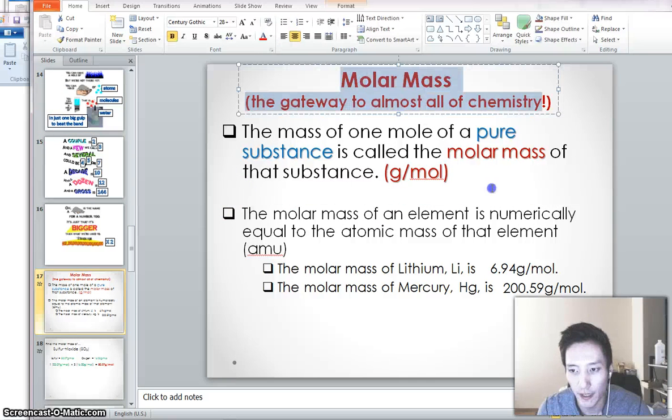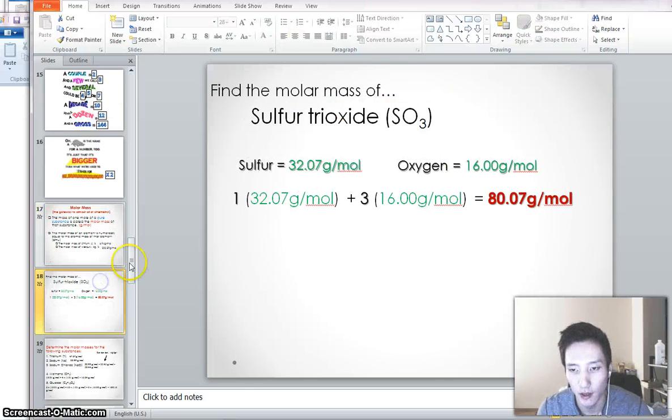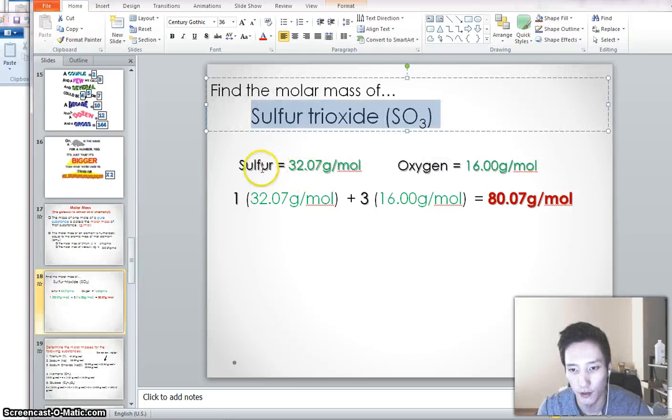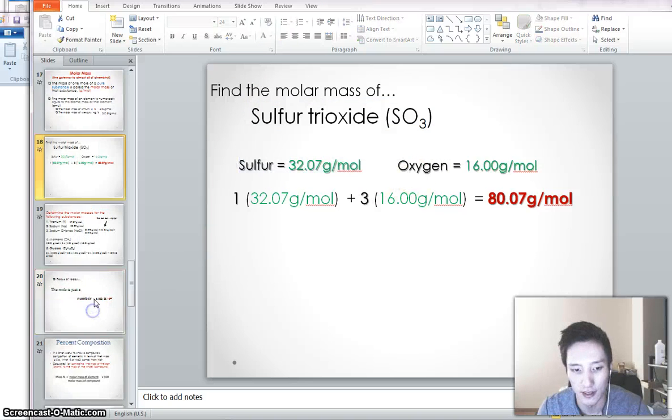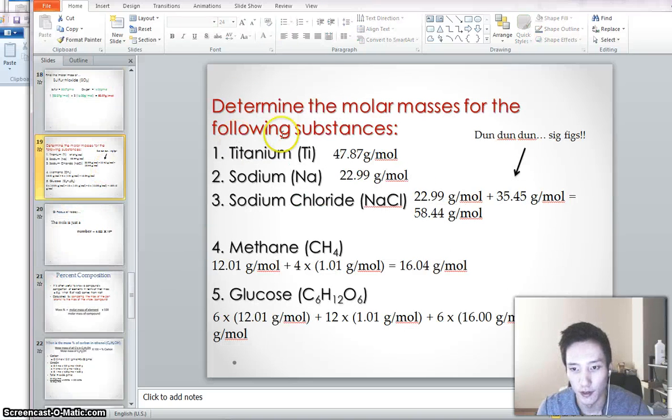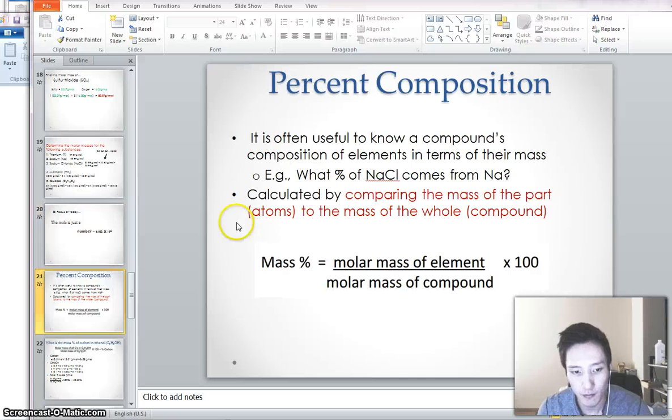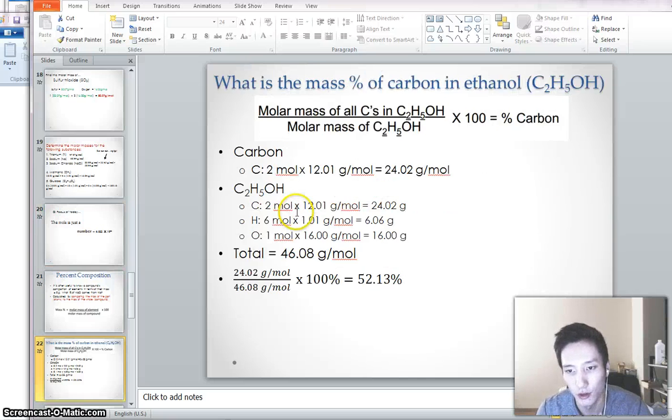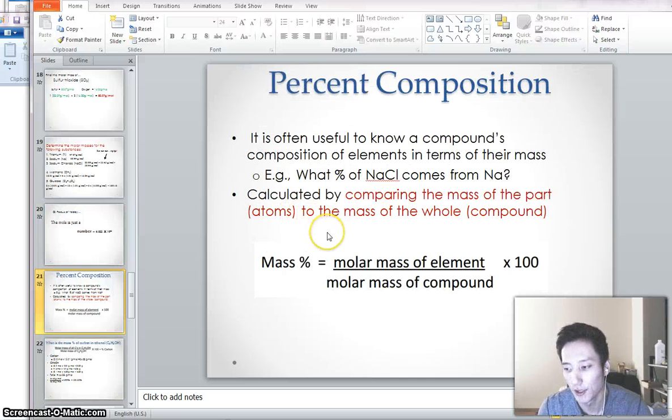We figured out what molar mass was, right? Molar mass, the mass of 1 mole of anything. So if you figured out the molar mass for sulfur trioxide, you guys can figure this out easily. And we did one more over here. And then we started off with percent composition. Percent composition is the percentage by mass of any element that we're targeting over the total molar mass of that compound, whatever it is.